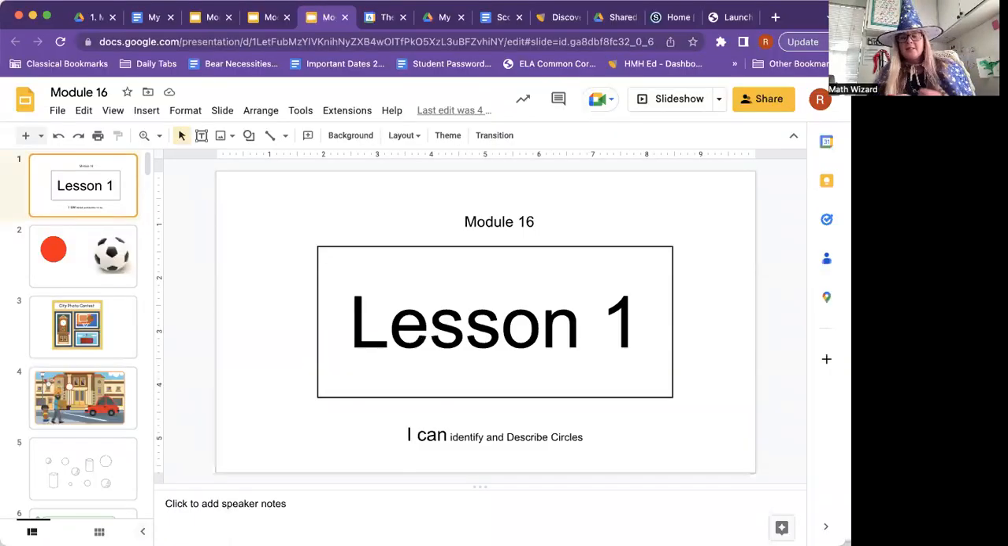All right. It says, I can identify and describe circles. Now, in module 16, we're going to be going over a lot of shapes. And I think already you probably know those shapes, right? But we're going to learn some really big math words to describe those shapes, okay? So let's start with 2-dimensional and 3-dimensional.